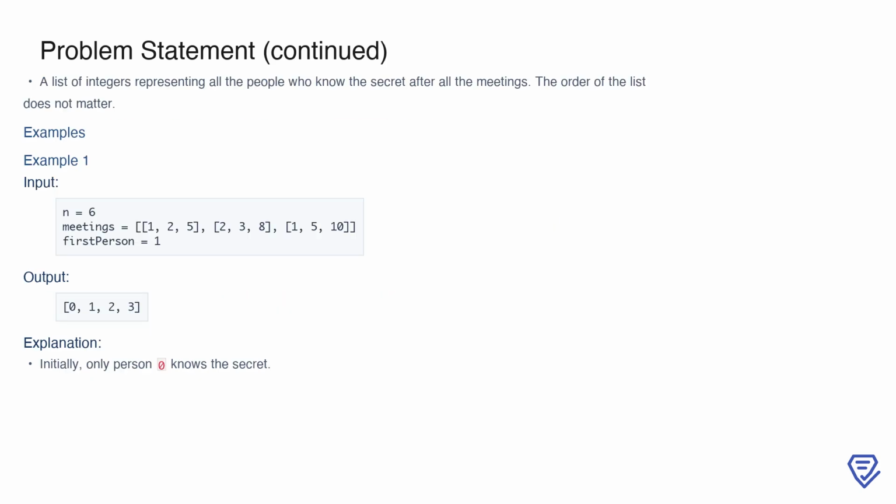To understand this problem better, let's look at an example. Suppose n is 6, the meetings array contains [1, 2, 5], [2, 3, 8], [1, 5, 10], and the first person is 1. The output for this input is [0, 1, 2, 3]. Here's what happens: person 0 starts as the only one with the secret, and at time 0, they share it with person 1. Then, as the meetings progress, the secret is passed along to others. The problem requires us to carefully track how the secret spreads based on the times and connections between individuals.